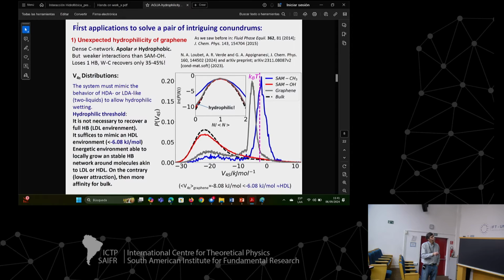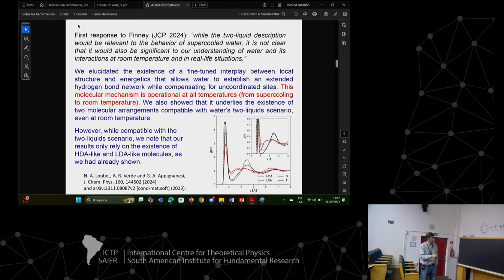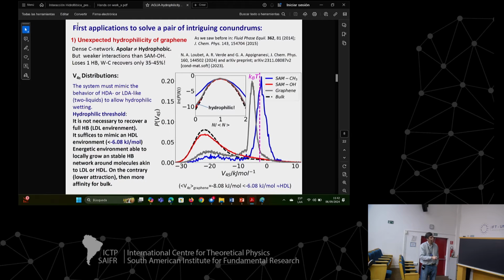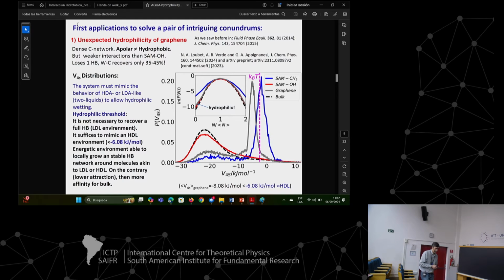And when you look at graphene, you have this kind of behavior, with a peak here which is well to the right, but it's clearly above this threshold. This threshold is around 6 kilocalories per mole. It corresponds to these kinds of molecules here. And graphene is 2 kilocalories per mole to the left. So this is a first hint that this index is somehow working as a measure of hydrophobicity and hydrophilicity.